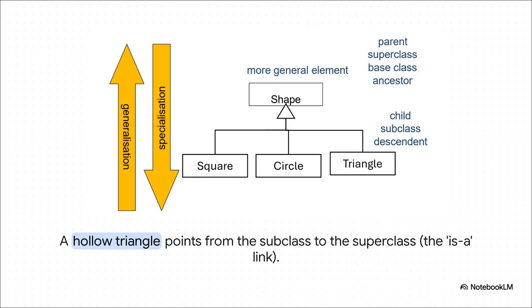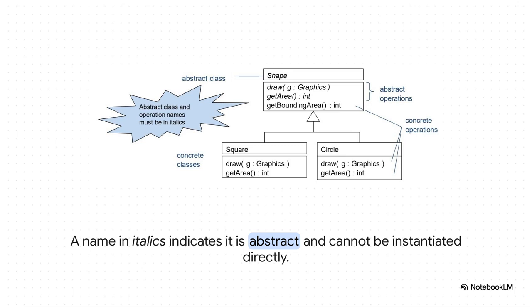The notation for this is totally unambiguous. It's a solid line with a big hollow triangle at one end. And here's the key. The triangle always points to the superclass, the more general one. So in this diagram, you can read it as a square is a shape, a circle is a shape, and so on. Now, take a closer look at the shape class name and some of its operations.